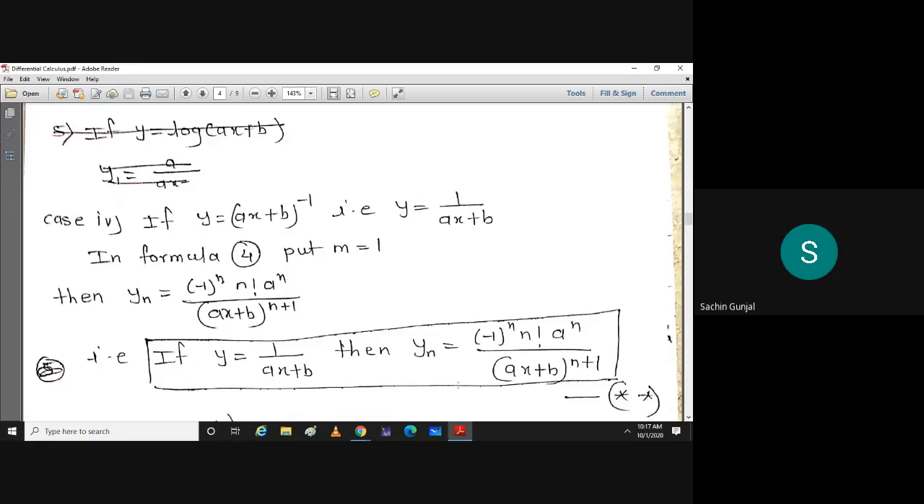I repeat, if you have a polynomial like 1 upon x square plus 3x plus 2, what are the factors of x square plus 3x plus 2? X plus 1 into x plus 2. Okay. So what is its partial fraction? Just find out those coefficients immediately. X plus 2 minus x plus 1. Why minus?